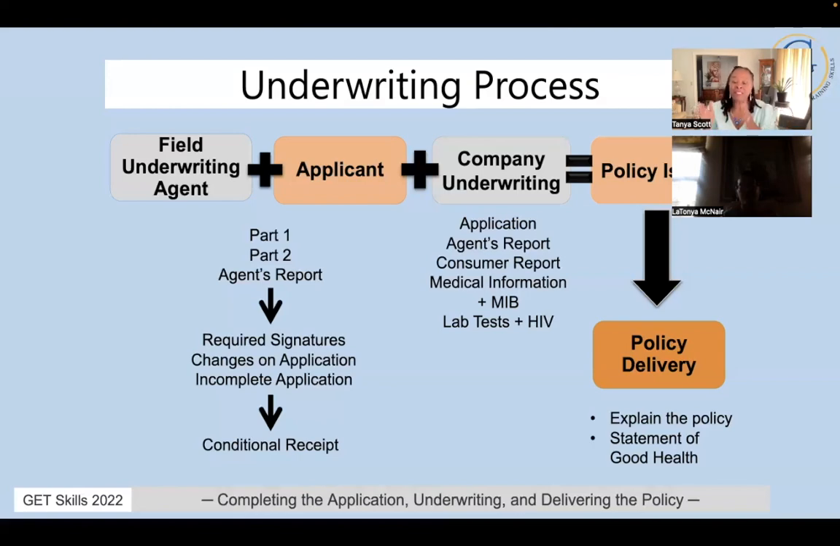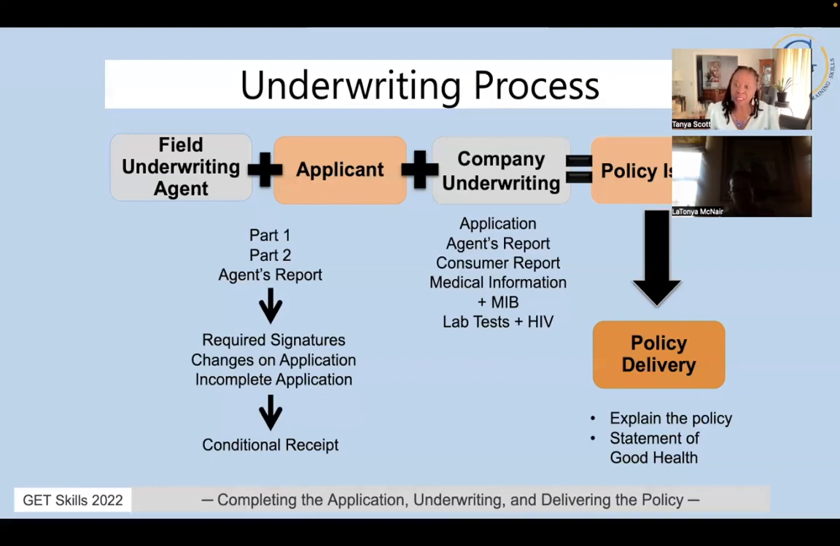Now after you hit the submit button, it goes over to the company's underwriter. They're going to look at the application, the agent's report, the consumer report, the medical information, the MIB, and the lab tests, if there were any taken. In underwriting, they're going to make a determination of the risk classification. They're going to rate them as standard, substandard, or preferred. And then they will issue the policy.